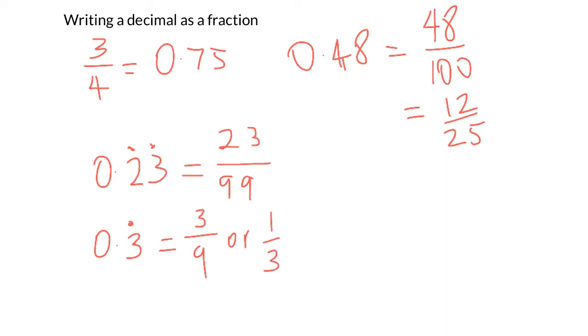If I have 0.579 recurring, the dot on either end, or it could be a bar on top of those, they mean exactly the same thing. My three numbers go in my numerator, 579, over 1,000, that's 1 then 3 zeros. I'll take away 1 from that, so over 999. And you can go check all those in your calculator, and I'll show you in a moment why this actually works.